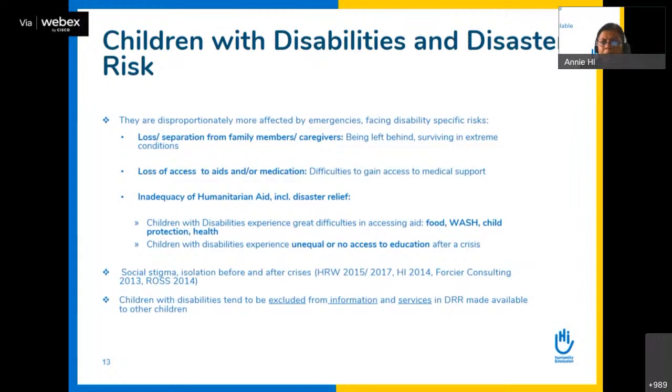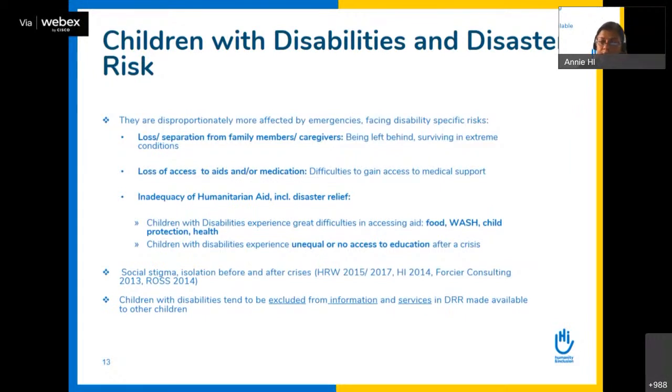The other most important issue is loss of access to assistive devices and medication. You might have seen in a flood or a cyclone, the person is wearing a hearing aid, has a blind stick, might have a wheelchair or a crutch. When you leave the house, you leave some things behind, like a tricycle. When the house is damaged, the wall or the roof collapses, your assistive devices also get damaged. And to replace them becomes very challenging.